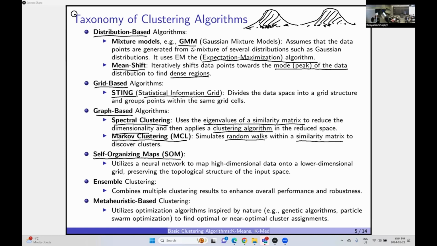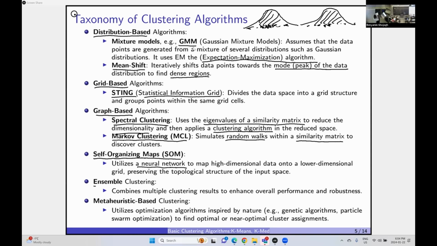Self-organizing maps, or SOM, is basically a neural network, one of the very first neural networks in the previous century. It's very old. It's also used for dimensionality reduction. So we have high dimensional data, we map it to a low dimensional space, and in that low dimensional space, I cluster data.